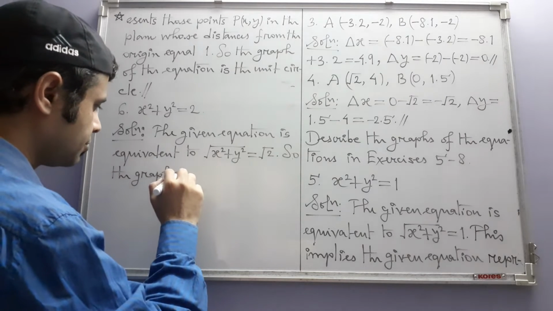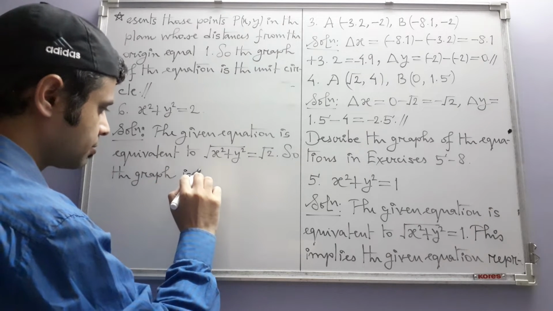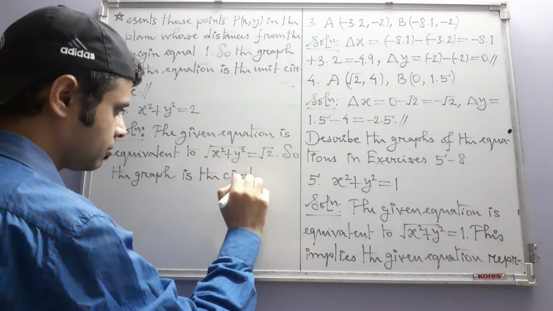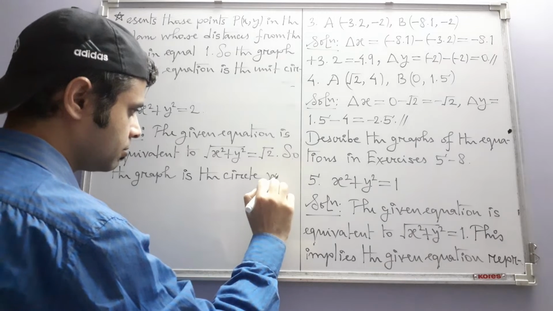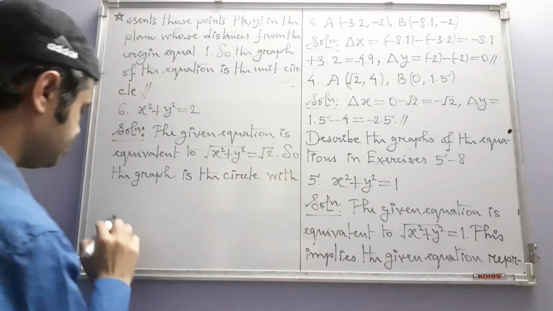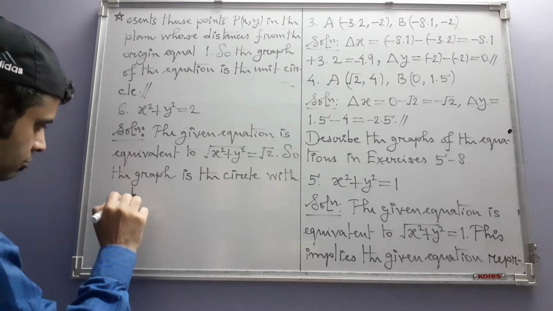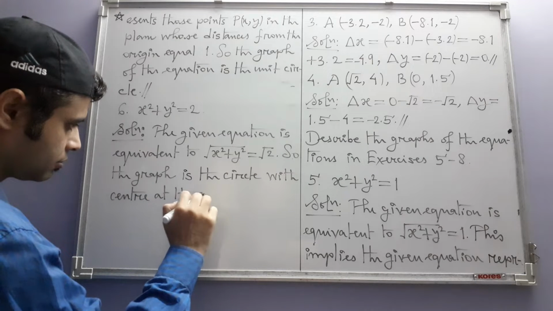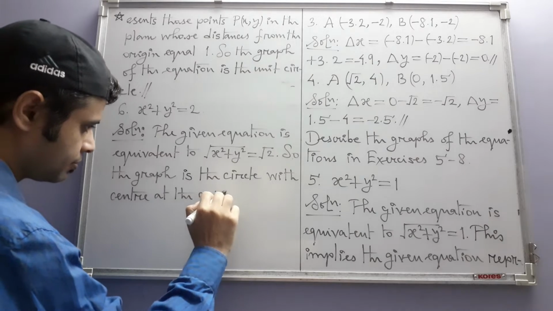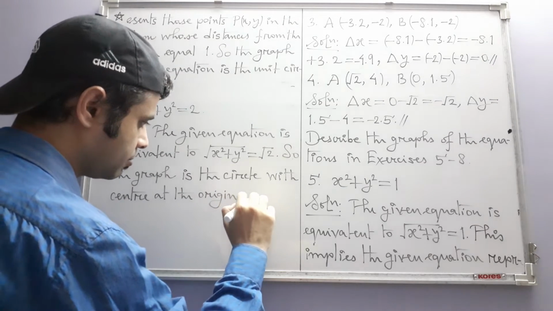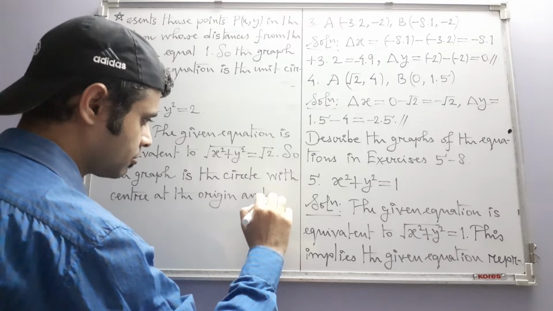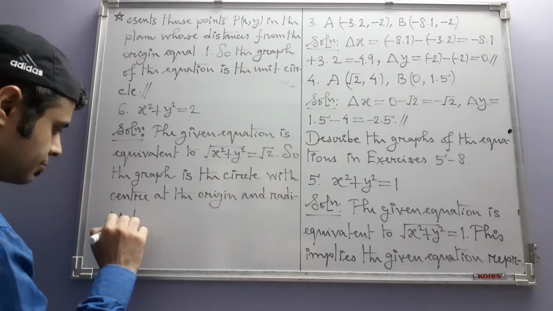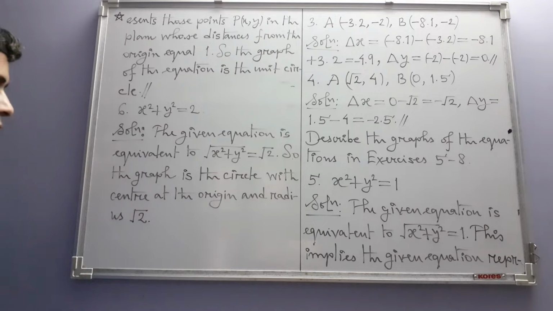So the graph is the circle with center at the origin and radius square root of 2.